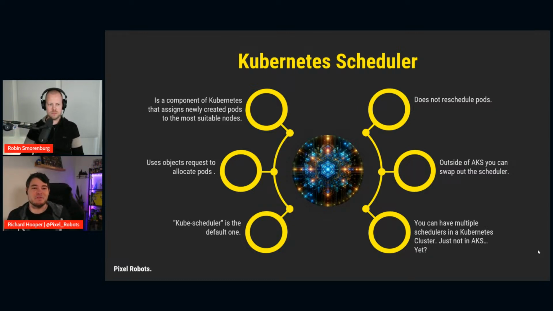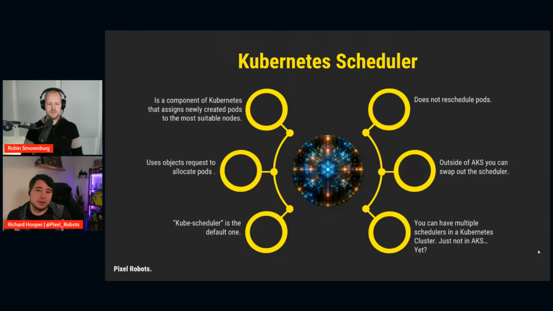Yeah. Then it also uses the kube scheduler. Well, we're talking about the kube scheduler. It's actually the default scheduler inside Kubernetes. You can actually have multiple schedulers as well. In AKS, you can actually only have one currently. Hopefully, maybe soon we'll have more. Outside of AKS, you can swap the scheduler as well. So even though kube scheduler is the actual default one, you can actually use different ones.